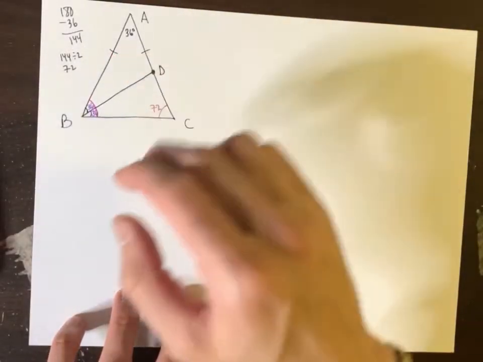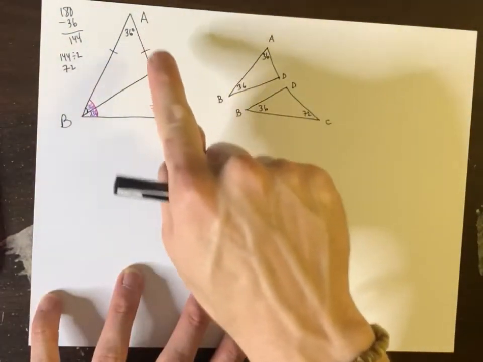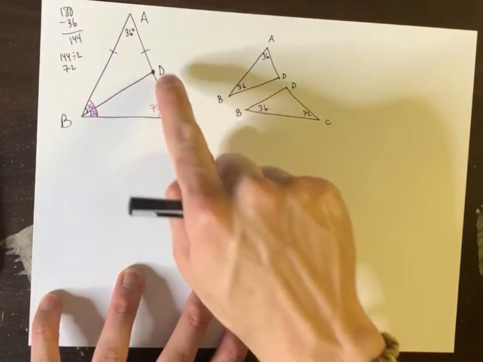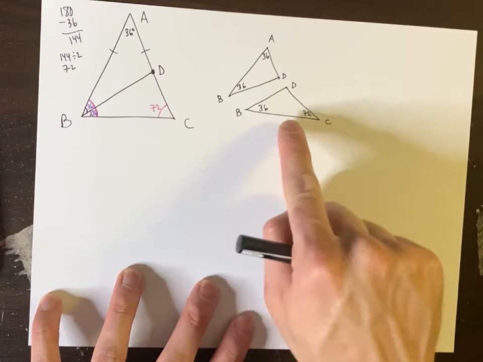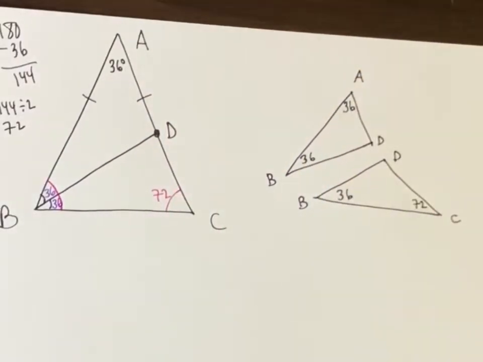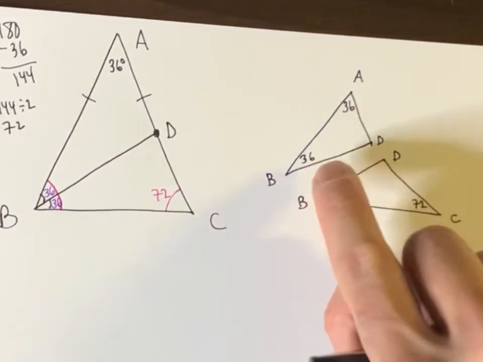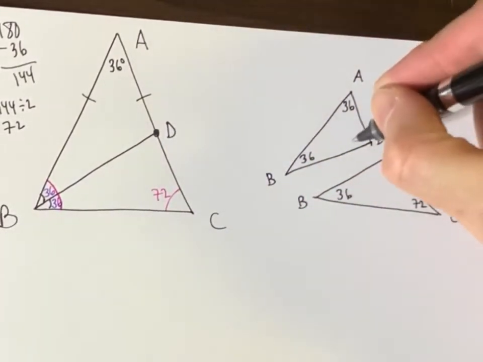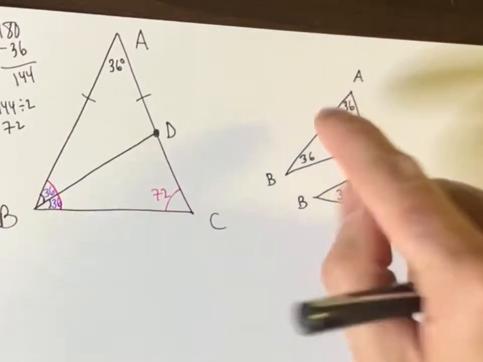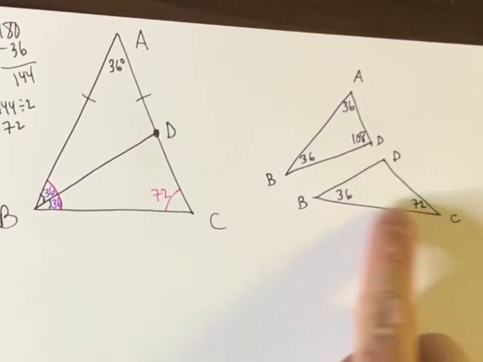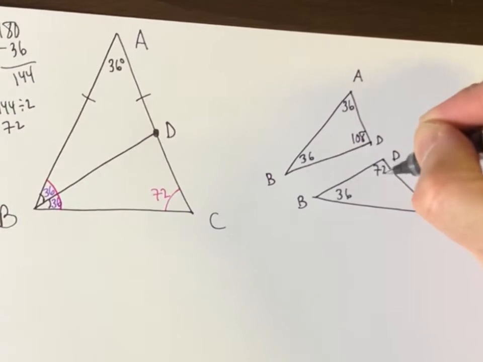Maybe we can separate these triangles. So I labeled the vertices A, B, D and D, B, C right there. I copied and pasted the angles. Now, let's see. We know that in a triangle, we have 180 degrees. 36 and 36 is 72. 72 from 180 means that this is 108, because the angles have to add up to 180. If you add these up, that's 108, which means this is 72.